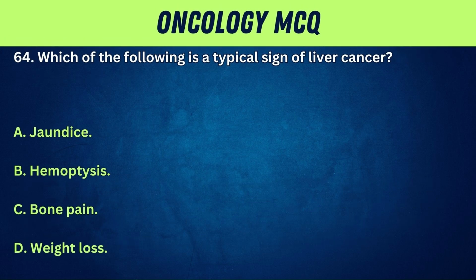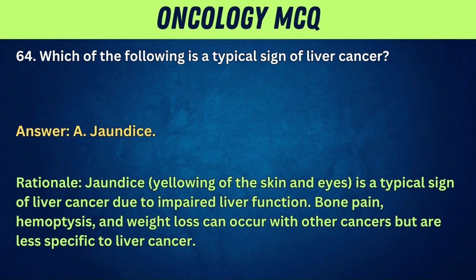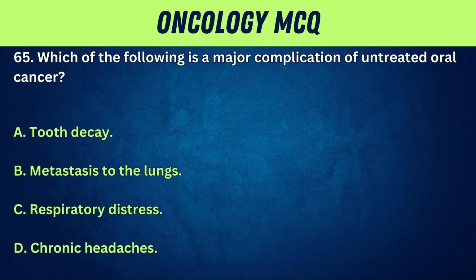64. Which of the following is a typical sign of liver cancer? A. Jaundice. B. Hemoptysis. C. Bone pain. D. Weight loss. Answer: A. Jaundice. Rationale: jaundice, yellowing of the skin and eyes, is a typical sign of liver cancer due to impaired liver function. Bone pain, hemoptysis, and weight loss can occur with other cancers, but are less specific to liver cancer.